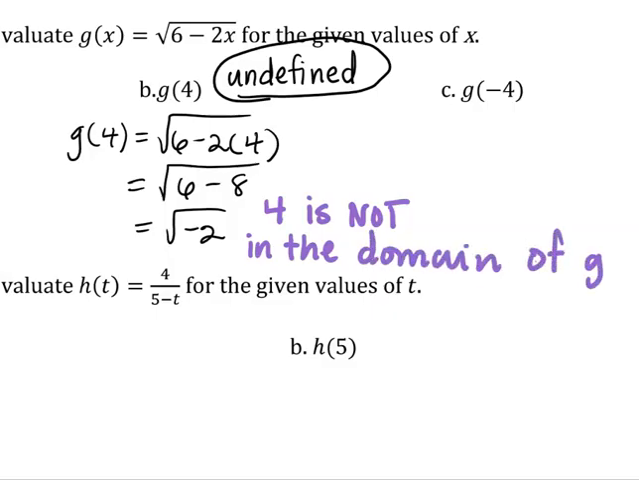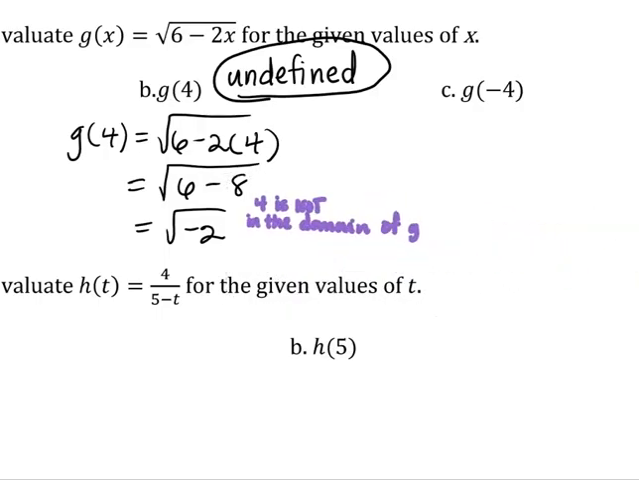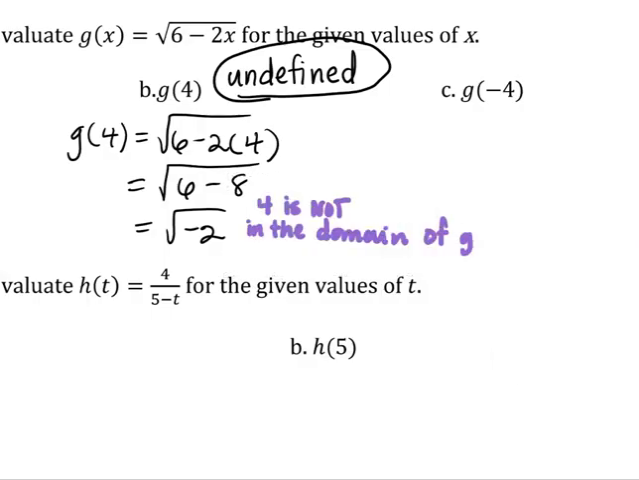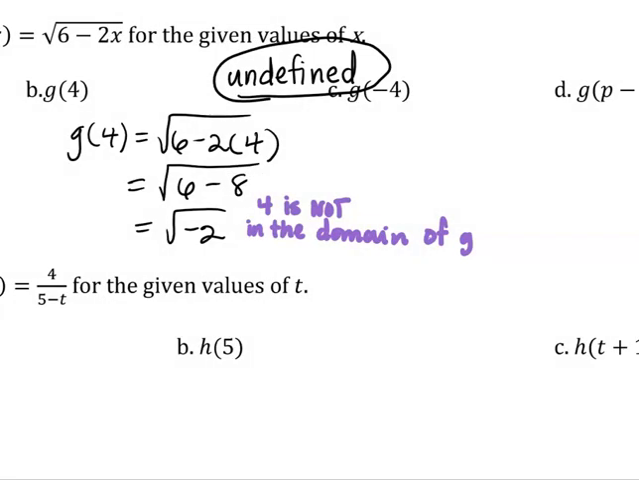Because when we try to plug 4 in, we don't get an answer out. We end up being undefined. So 4 is not in the domain of g. Let's look at g of negative 4.